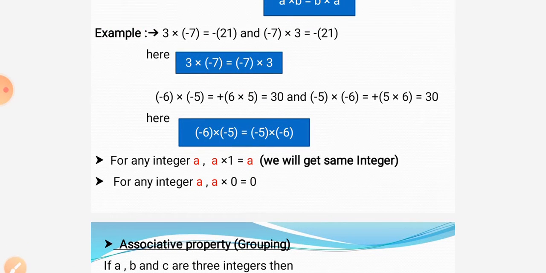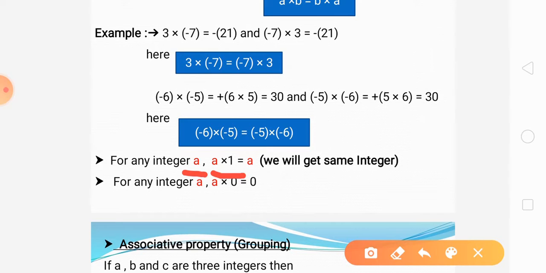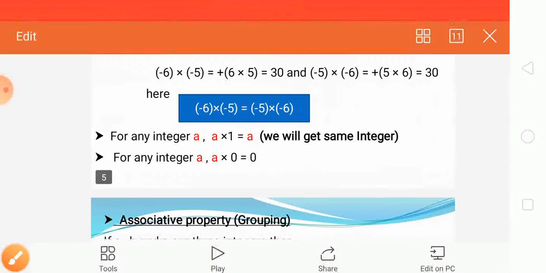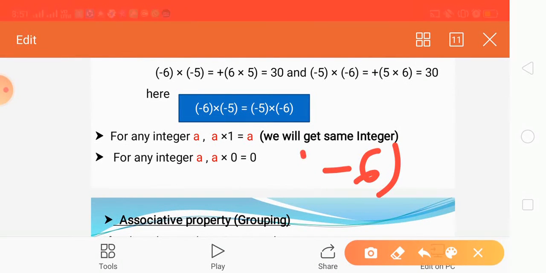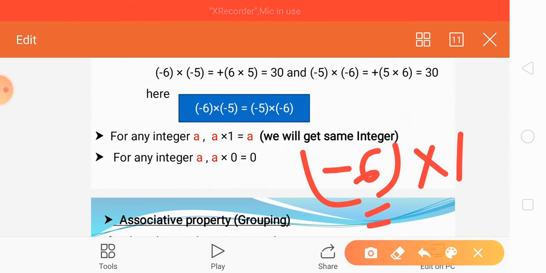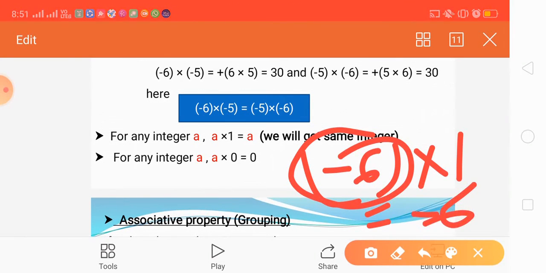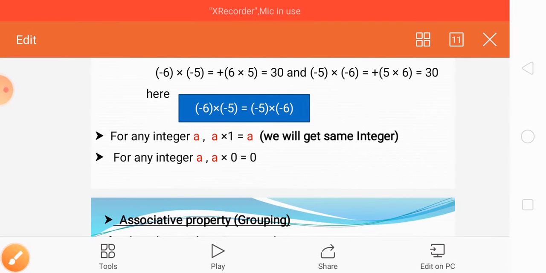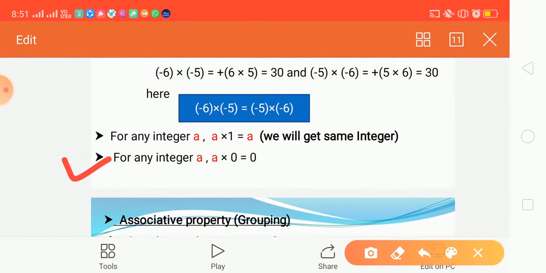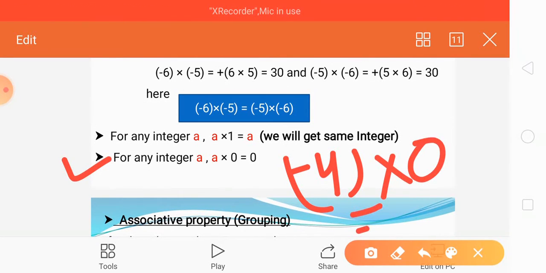Another is for any integer a, if I multiply a by 1, then I will get the same integer a. Let's suppose if I multiply minus 6 into 1, what will I get? I will get the same number, that is minus 6. Now next is for any integer a, if I multiply a by 0, I will get answer as 0. Let's suppose if I have to multiply minus 4 by 0, what will I get? I will get 0.